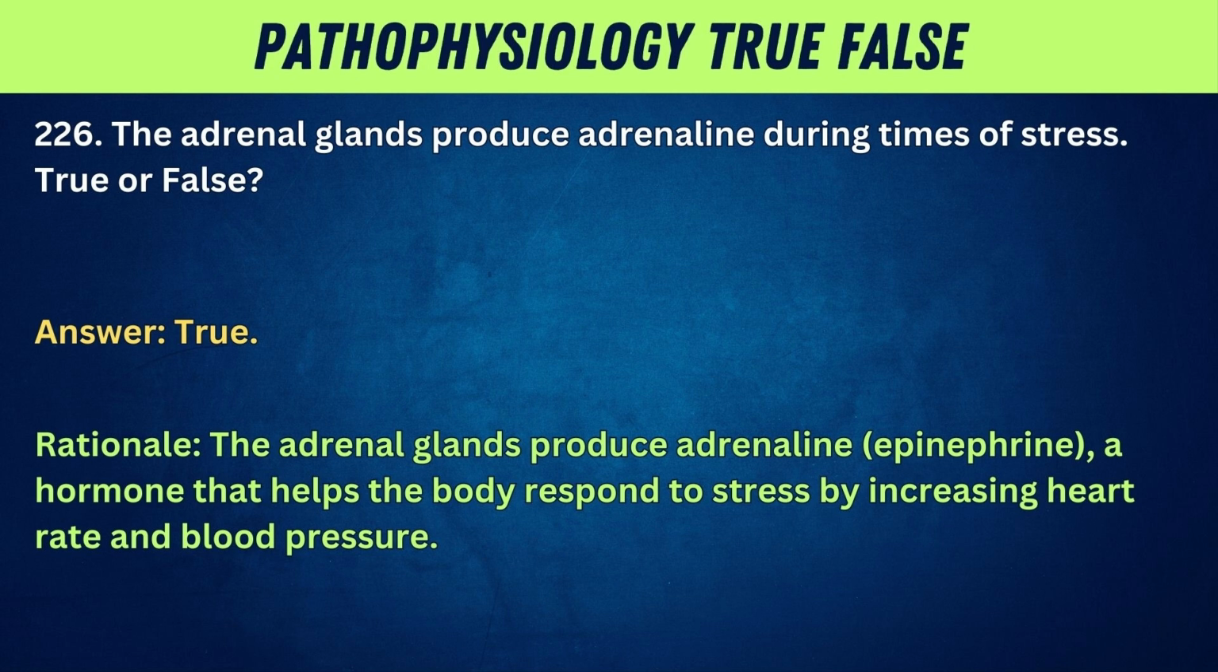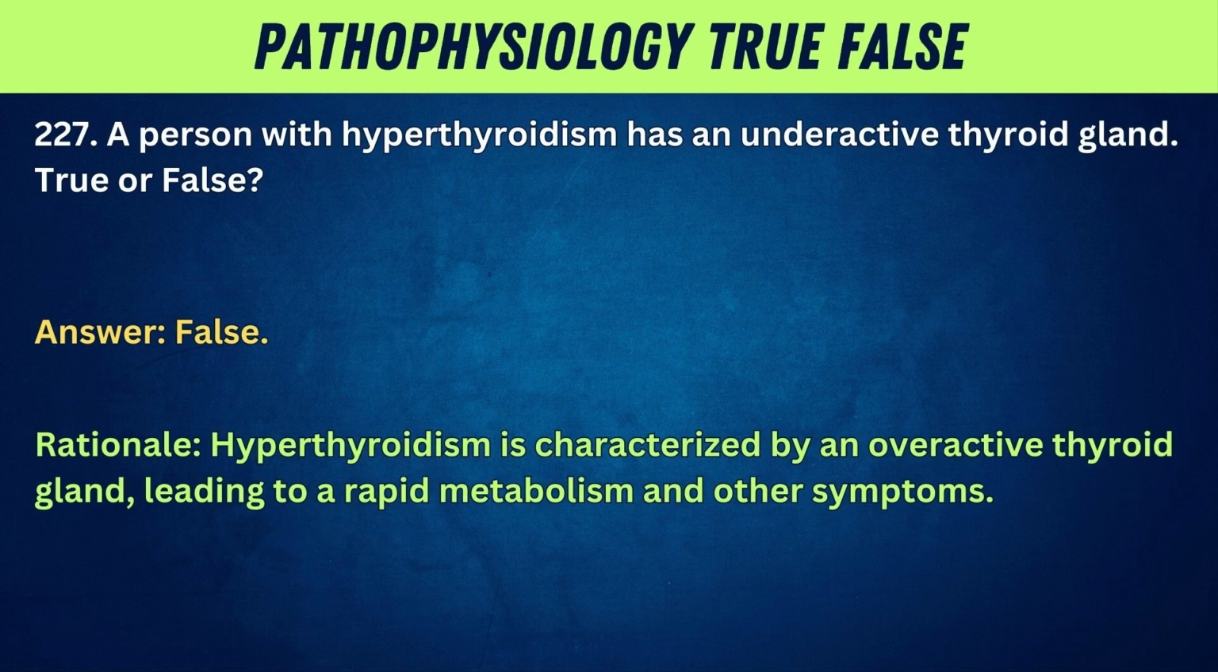226. The adrenal glands produce adrenaline during times of stress. True or false? Answer: true. Rationale: the adrenal glands produce adrenaline (epinephrine), a hormone that helps the body respond to stress by increasing heart rate and blood pressure. 227. A person with hyperthyroidism has an underactive thyroid gland.